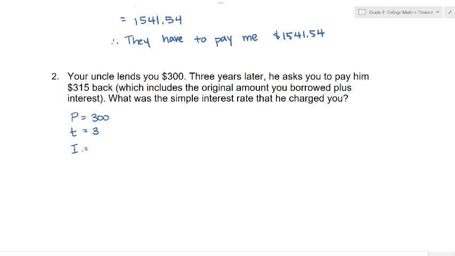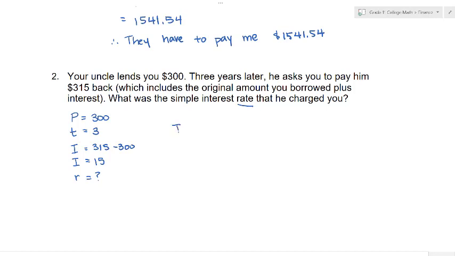That $315 includes the $300 of principal, which is what I had originally borrowed, plus the interest. So then if I subtract $315 minus 300, I get just the interest. Interest is the extra money I had to give him. So that's $15. And the question is asking, what is the interest rate? So the R, that's what my question mark is.